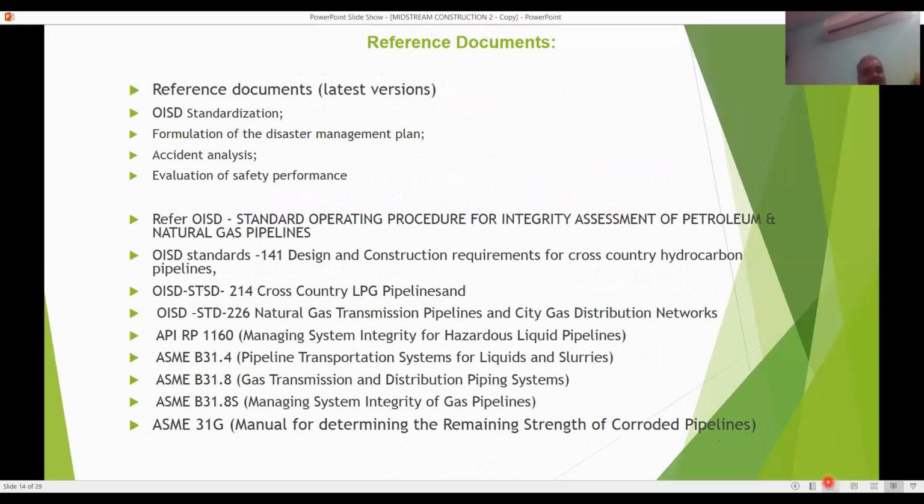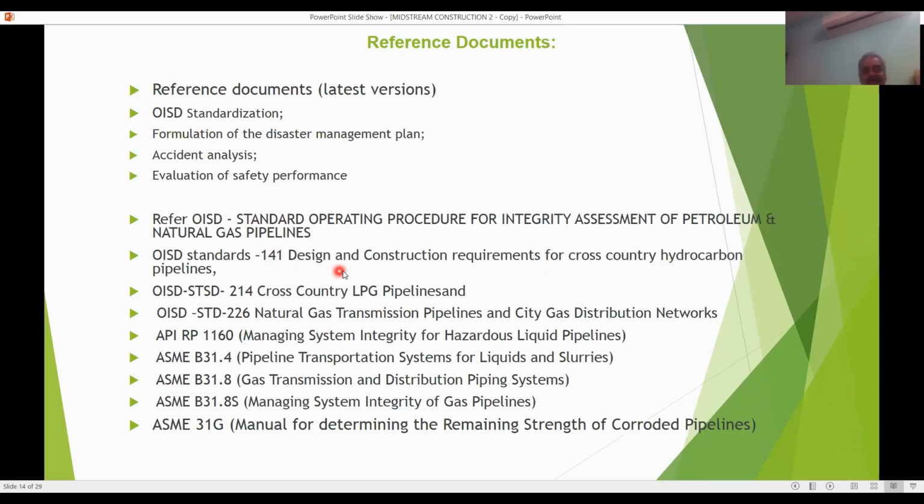Reference documents. For construction of this midstream, there are certain documents we should refer. OISD: standardization, formulation of the disaster management plan, accident analysis, evaluation of safety performance. This is the OISD role. This OISD you should refer. Refer to the OISD standard operating procedure for integrity assessment of petroleum and natural gas pipelines. OISD Standard 141.